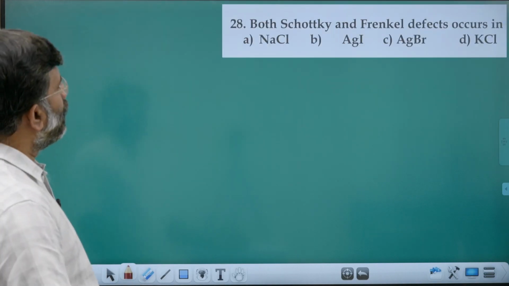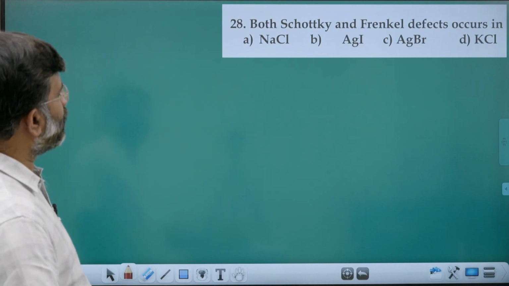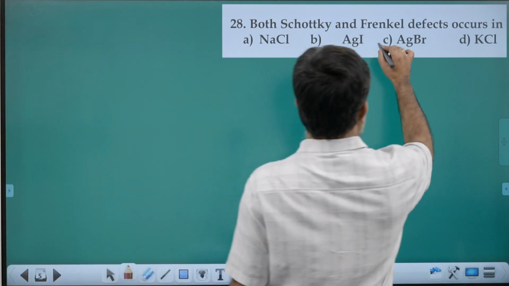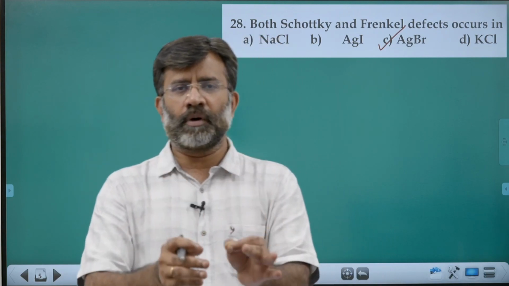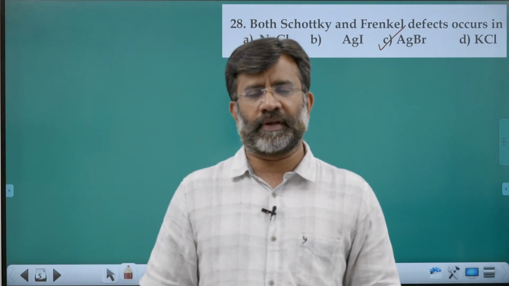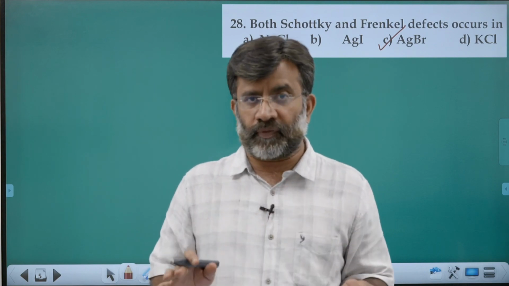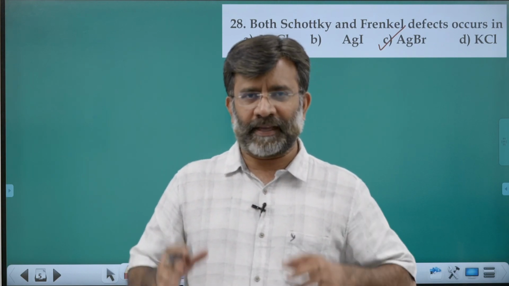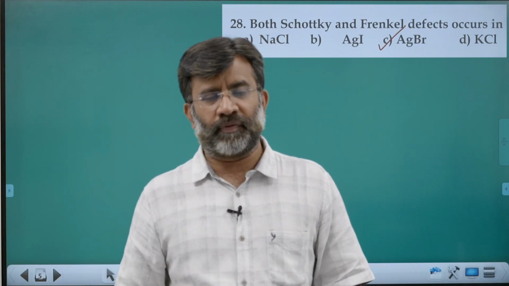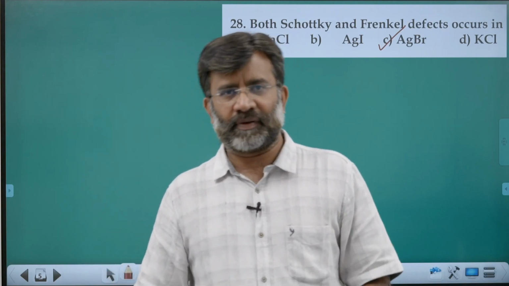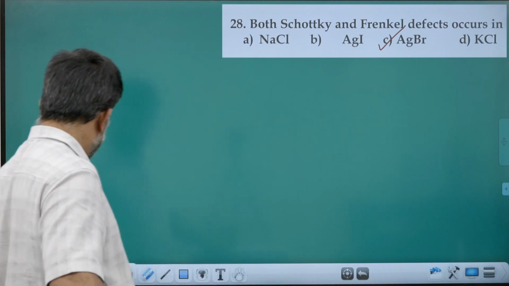Both the Schottky defect and Frenkel defect observed. AgBr is a typical example which shows both Schottky defect and Frenkel defect. One example you should never forget. The size of silver and bromine is comfortably in that range that it can show both the Schottky defect and Frenkel defect. Next.